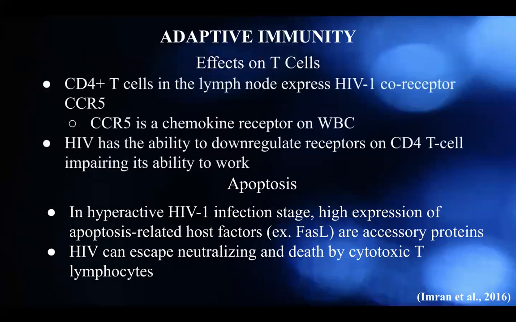Looking more into adaptive immunity, we have found that CD4 plus T cells in the lymph node express the HIV-1 co-receptor, which is a chemokine receptor on white blood cells, CCR5. HIV has the ability to downregulate receptors on CD4 T cells, impairing its ability to work. In a hyperactive HIV-1 infection stage, there is high expression of apoptosis-related factors like the Fas ligand and accessory proteins.